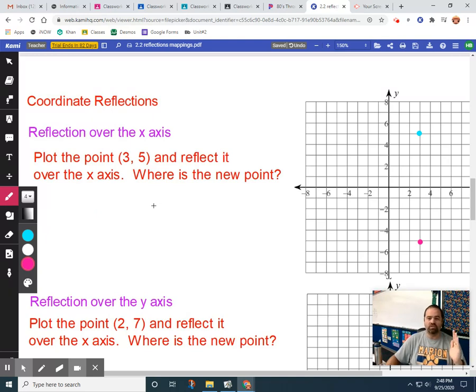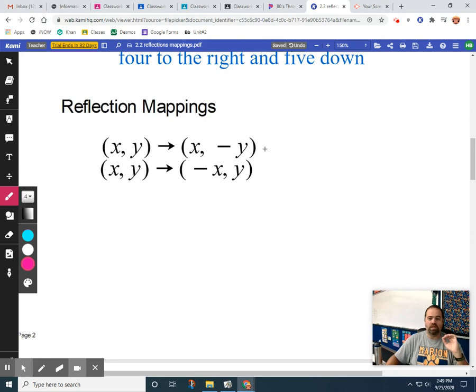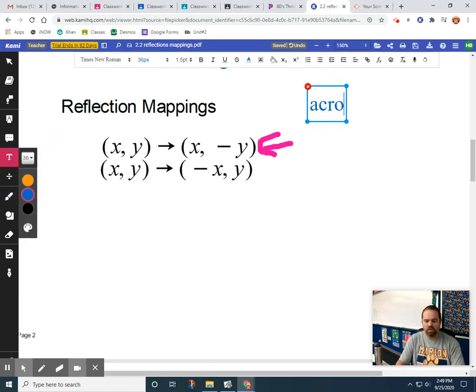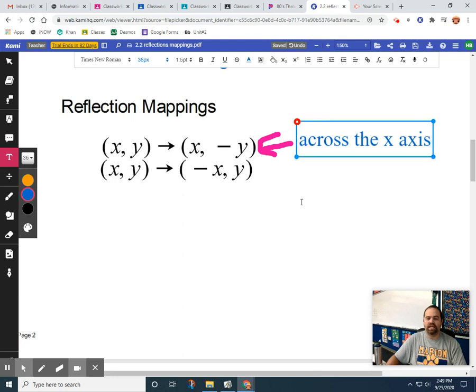This thing doesn't move left and right at all. It just moves vertically from above the axis to below the axis. So my mapping on that one would have been this one here. This top one is what reflects across the x-axis. So this guy right here, this one goes across the x-axis. So changing the y reflects across the x-axis.